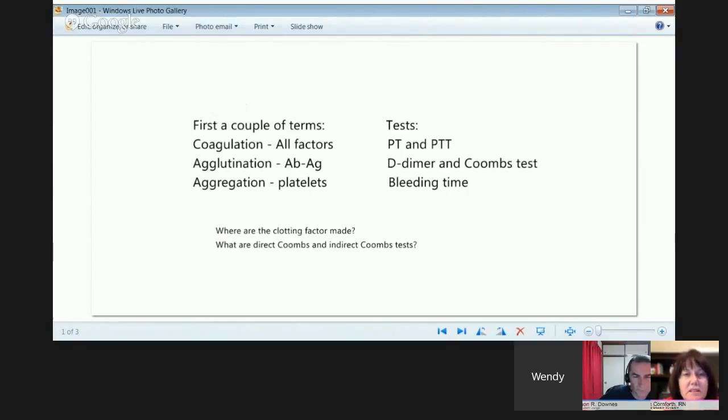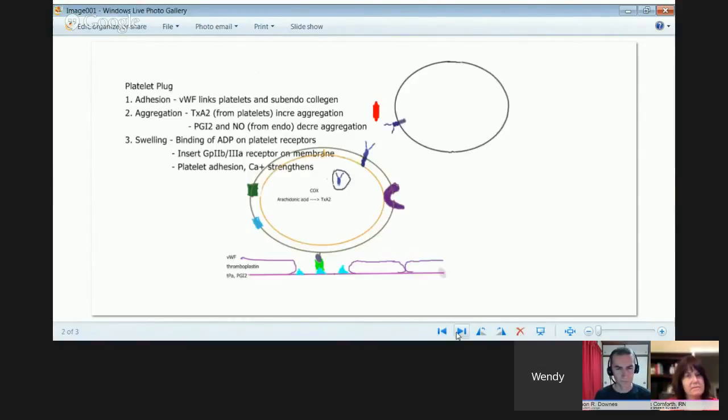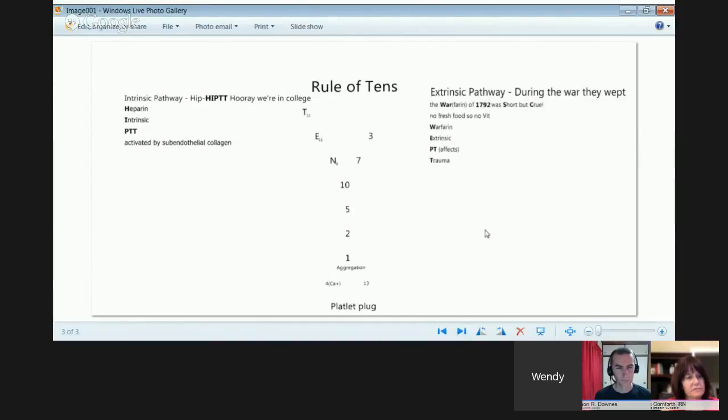Hence the name. What is the difference between the term agglutinate versus aggregate? So if we look back on our slide, agglutinate is when antibodies and antigens are sticking together. Do you see that on my slide? Yes, I do now. Versus aggregate, which is the clumping or collecting of platelets itself. Okay. And then I want to start with our coagulation.